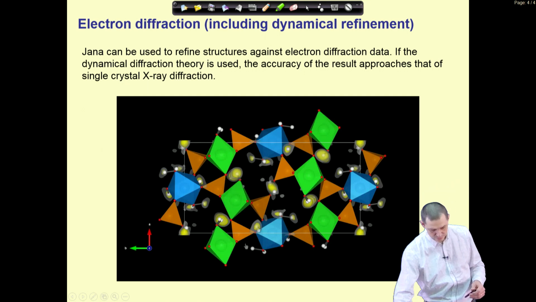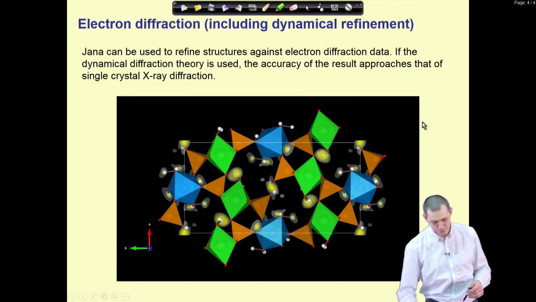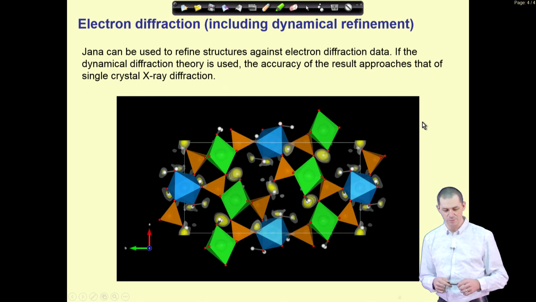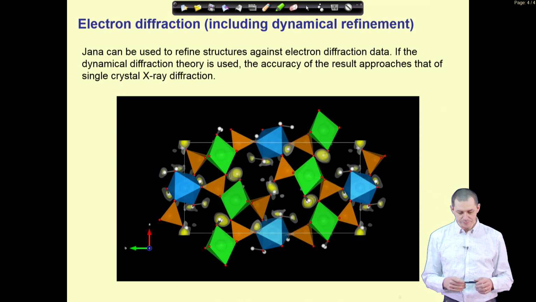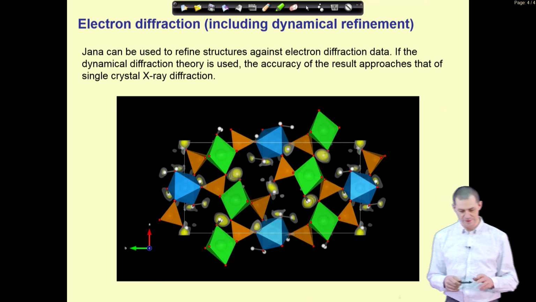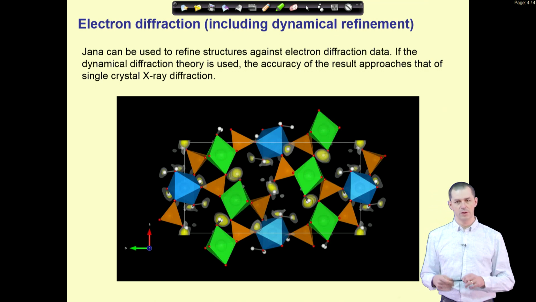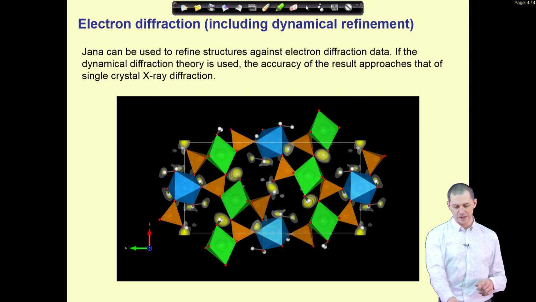Oh, I see that. Oh, unfortunately, the movie is not running. This should be a movie showing the difference electron density on this structure. Never mind.